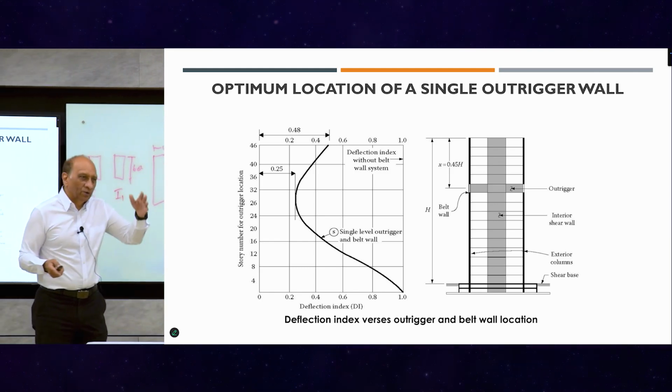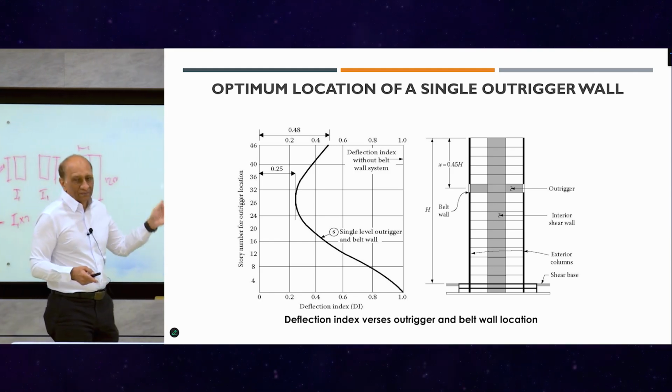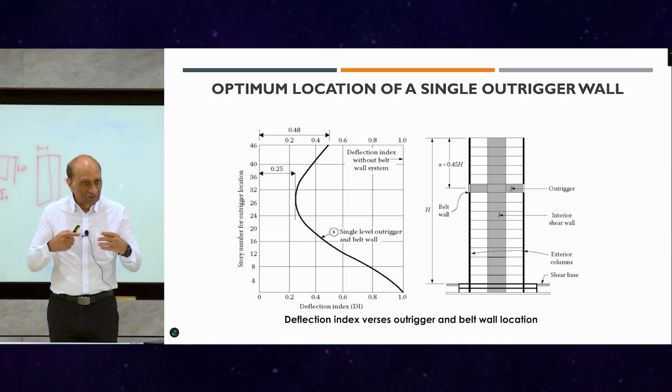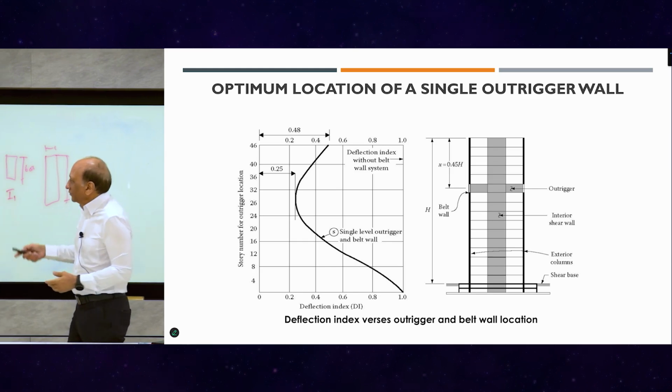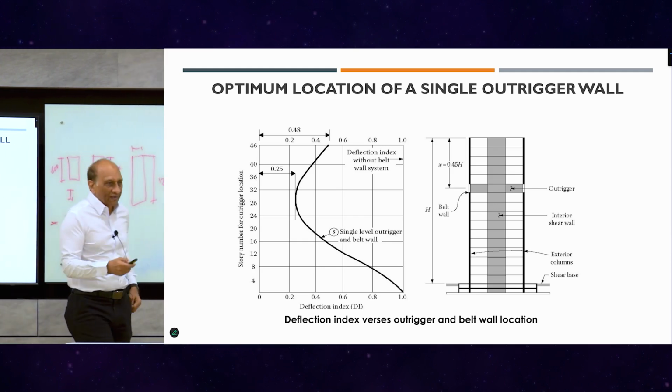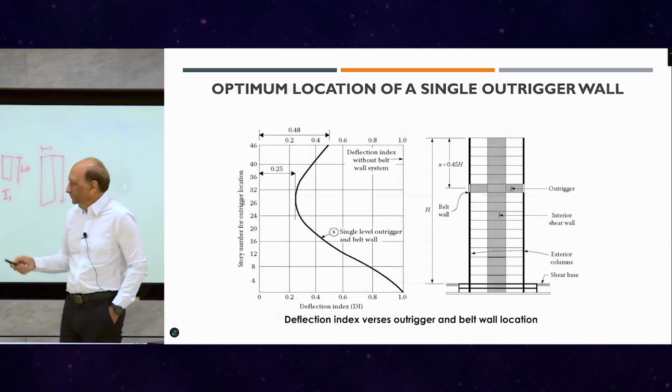Sometimes they will tell you, oh, you can only take floor number 42. Okay, then you have no choice. But if you have a choice, you should do a study to find out what is the best location for the outrigger and the belt. We will talk about the belt in a minute.